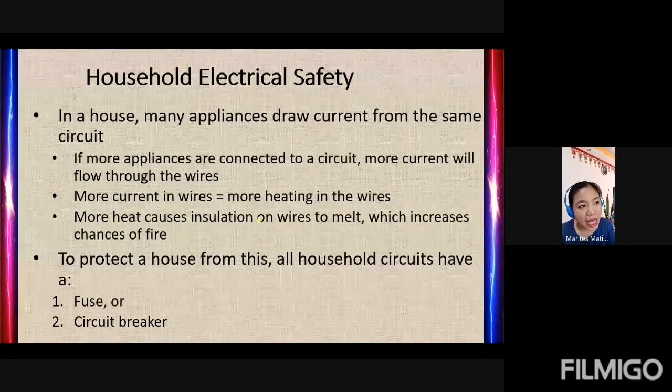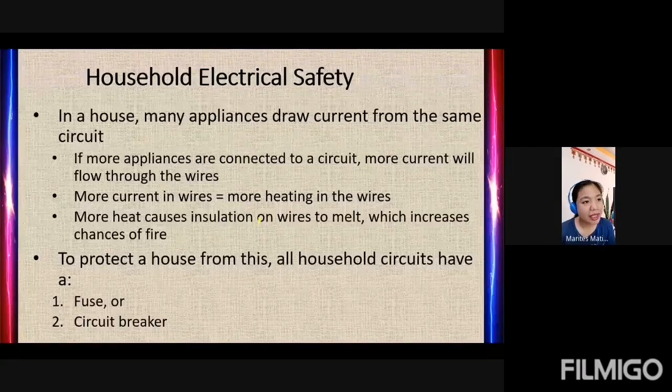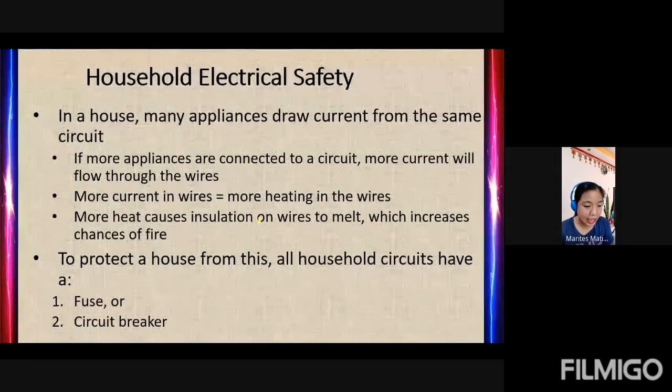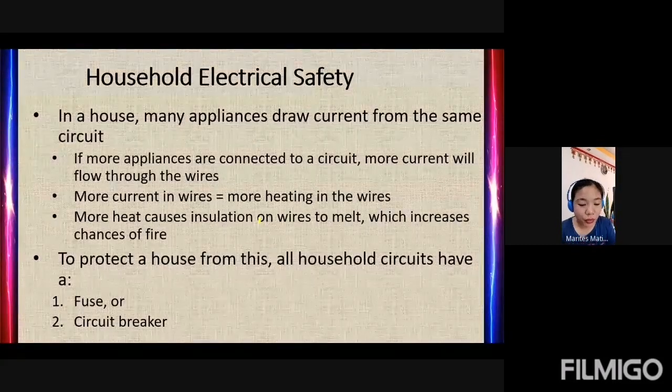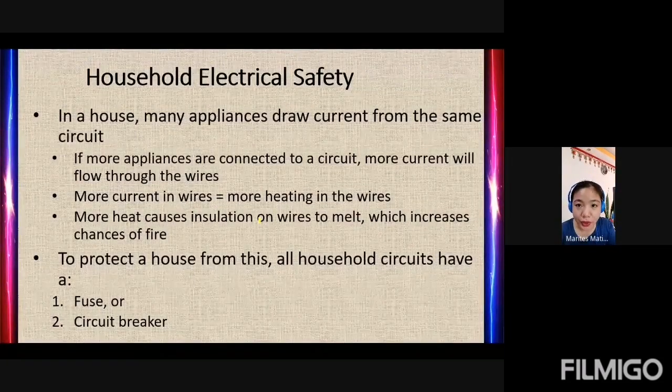Mas madaming appliances ang nakasaksak doon sa iisang saksakan, mas mabilis uminit. Pag nagkataon, mas prone sa sunog. Kaya dapat iwasan natin yan. So, more heat causes insulation on wires to melt, which increases chances of fire. Yung tinatawag nilang octopus wiring, mga like that. Ayan, so iwasan natin. Okay?